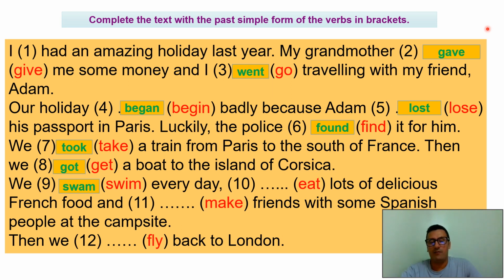We swam every day, ate lots of delicious French food, and made friends with some Spanish people at the campsite. Then we flew back to London.